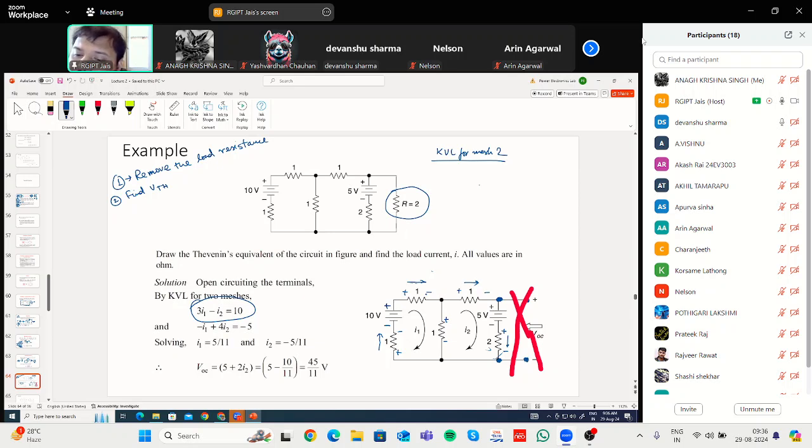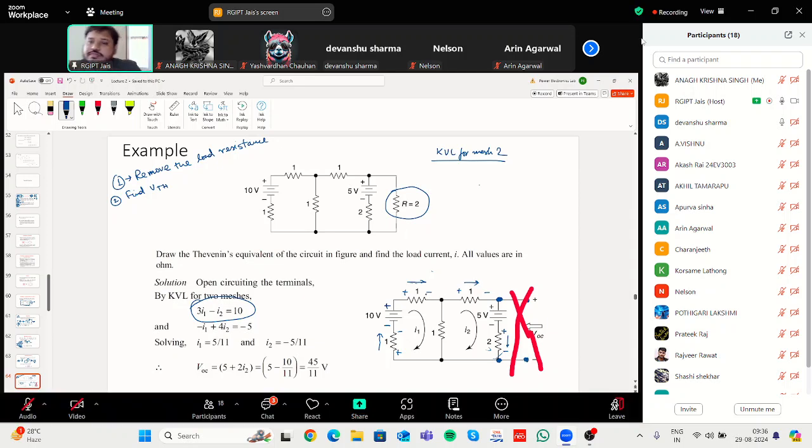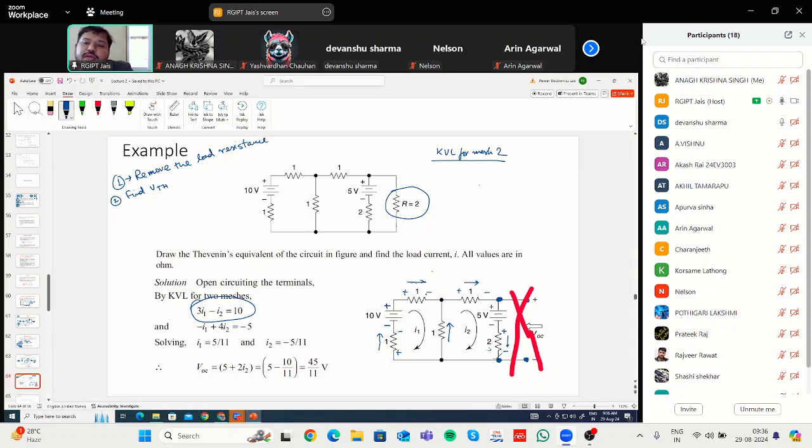Now from this common 1 ohm resistance, we have to consider that I2 will be greater than all other currents. So the net direction of the current will be from bottom to top, and the magnitude will be I2 minus I1. If this is the current flowing direction, then this will be plus sign, this will be minus sign.